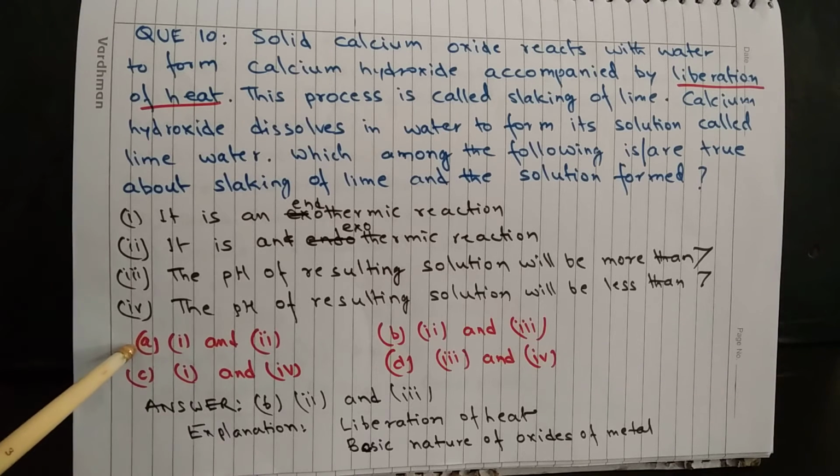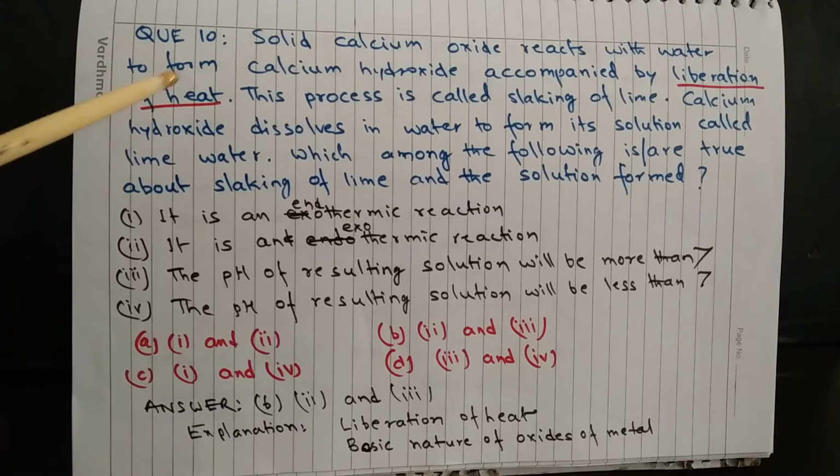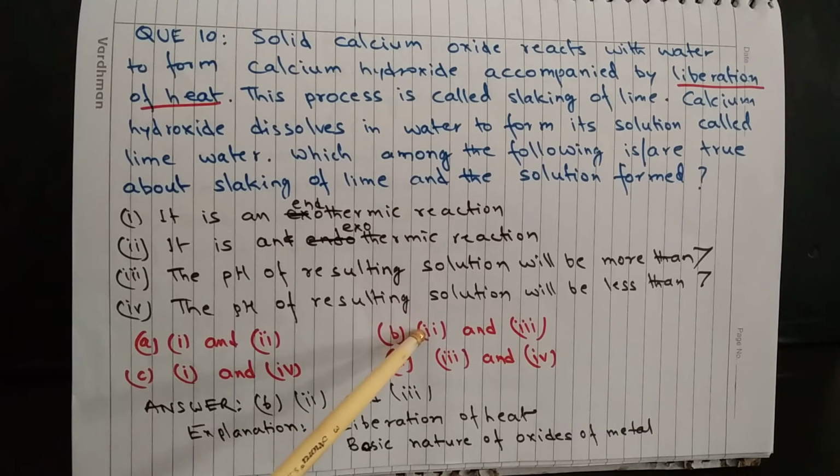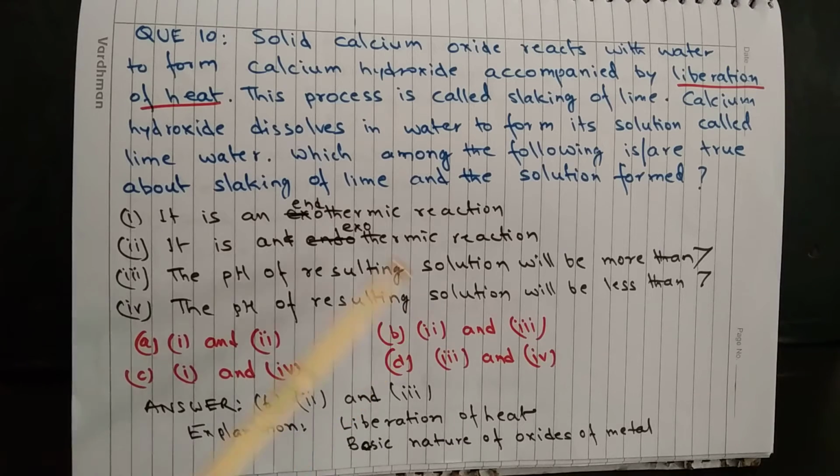So A can be easily ruled out because it can be either exothermic or endothermic. Now this says liberation of heat. So liberation of heat means that this is an exothermic reaction. So 2 will be in answer, and let us see what happens in case of 3. The pH of resulting solution will be more than 7. That means the solution will be alkaline.